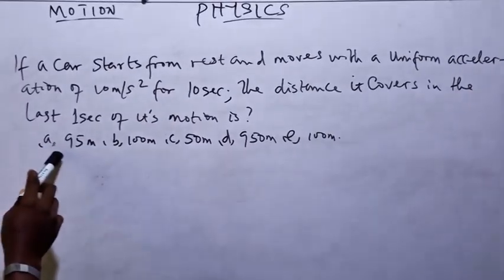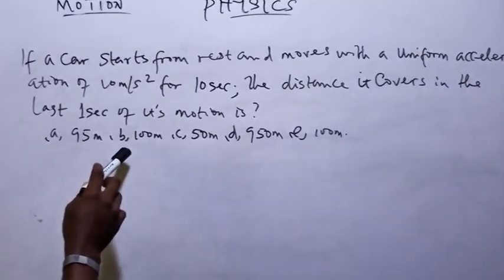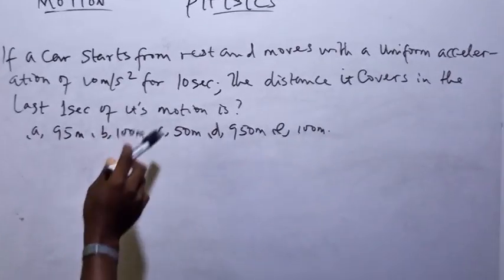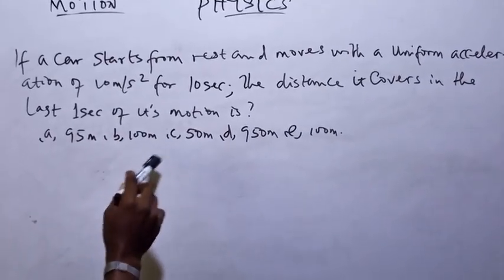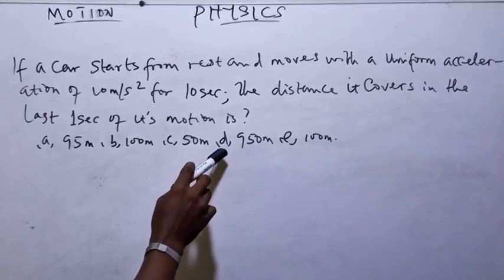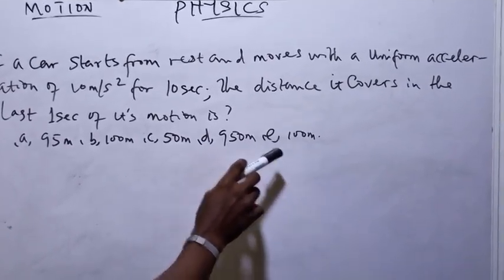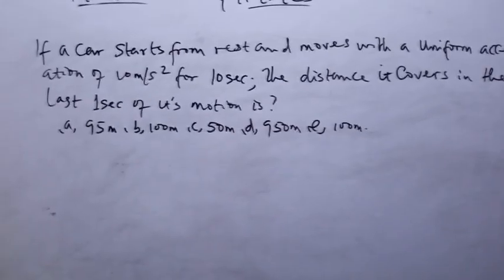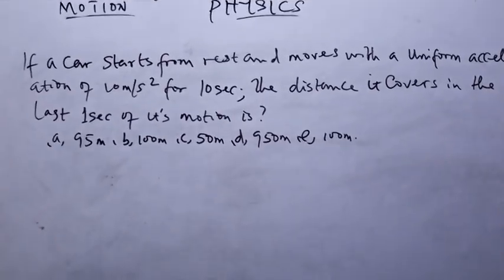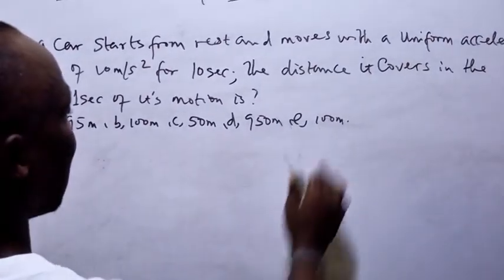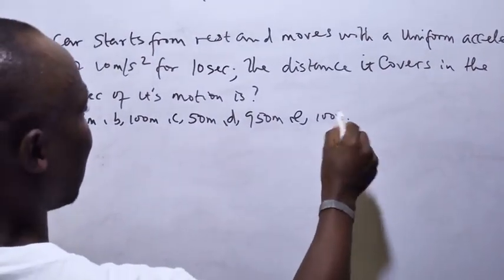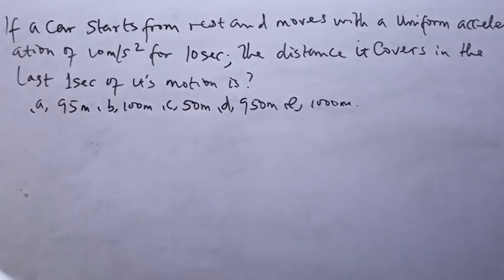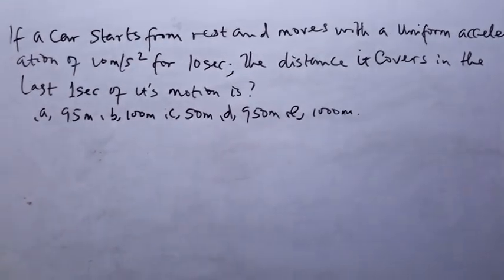The first option A is 95 meters, that is the distance it covers in the last 1 second. B is 100 meters, C 50 meters, D 950 meters, and E 1000 meters. Sorry, this is 1000 meters rather. Now, let's see the distance it actually covered.